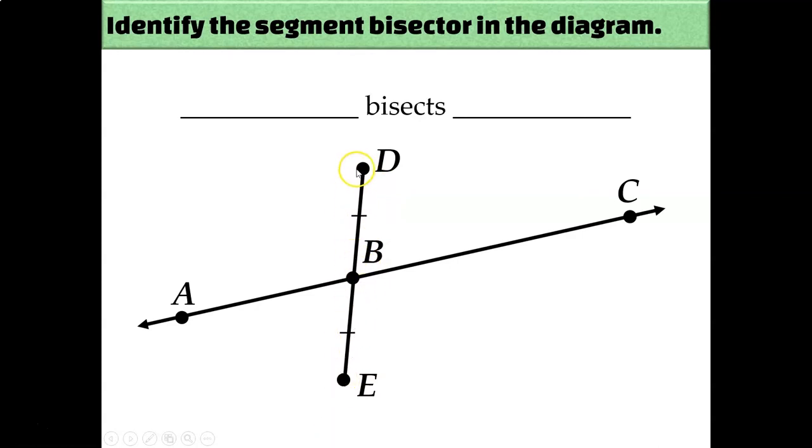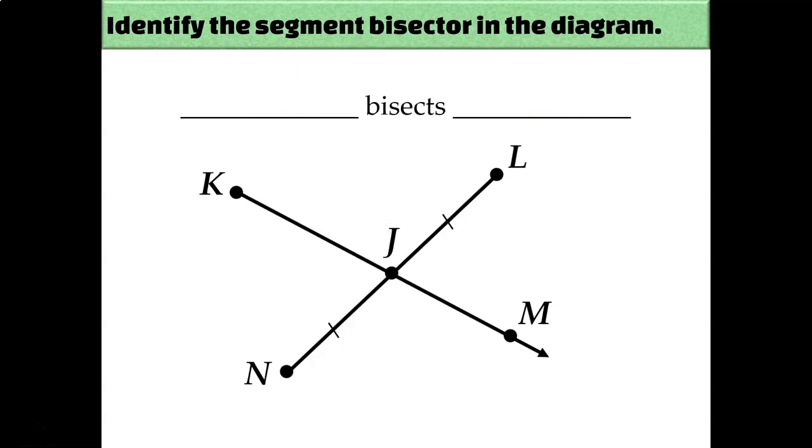So DE is the segment that got cut in half. Well, what cut it in half? Line AC did. AC intersects DE at point B. B is actually called the midpoint, which makes AC the segment bisector. So I can say that line AC bisects segment DE.